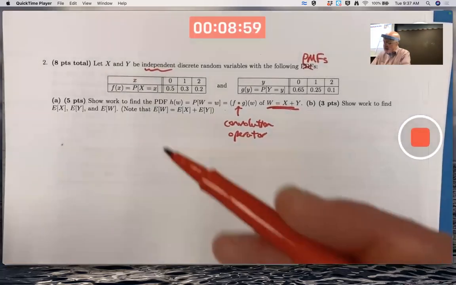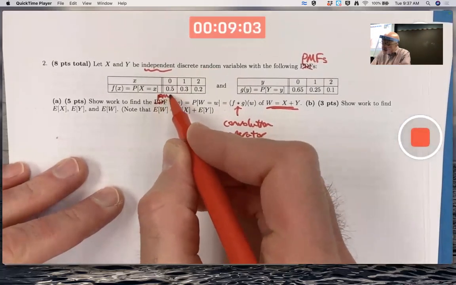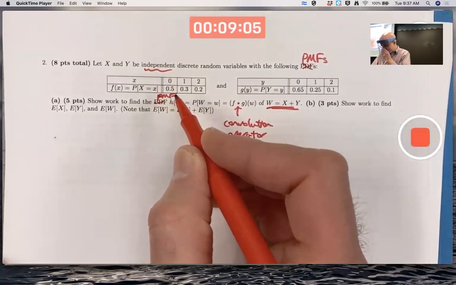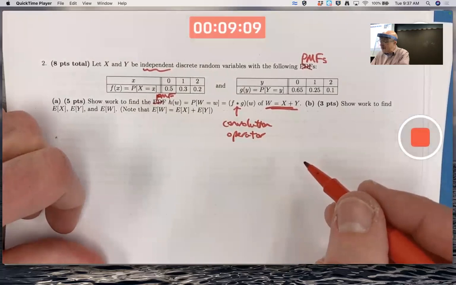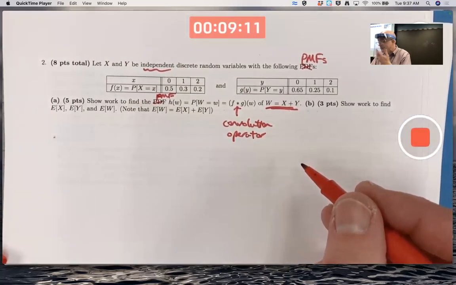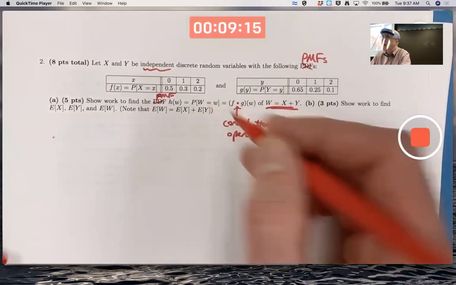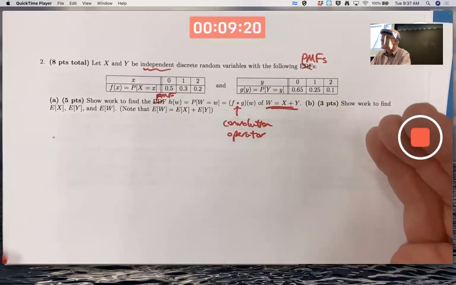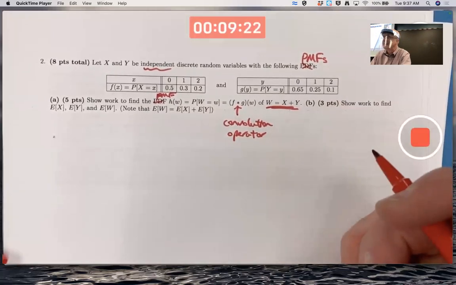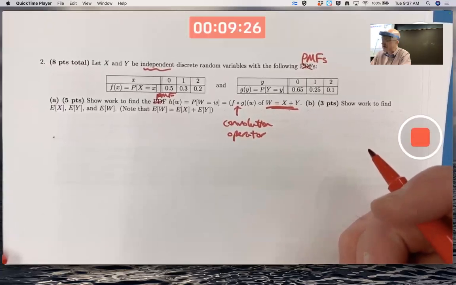We want to find the PMF of this random variable W that is the sum of X and Y. And remember, with PMFs, probability mass functions, you plug numbers into them to find actual probabilities. Their values give you actual probabilities instead of probability densities. That's nice with discrete random variables. You don't have to integrate.